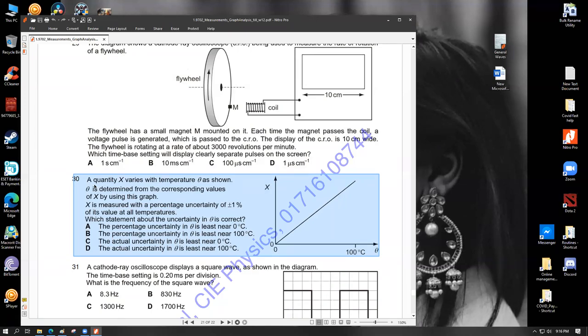The fraction remains the same. 1% remains 1%, but the absolute value of the error will depend on whether you are measuring a high temperature or a low temperature. Does this idea get in your head? Is it understandable? Yes, sir. 1% remains 1%, but the absolute uncertainty will be different.